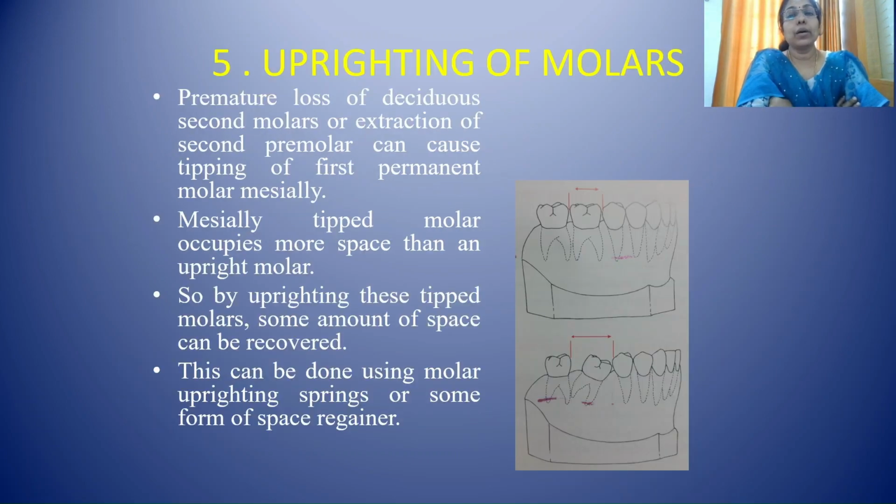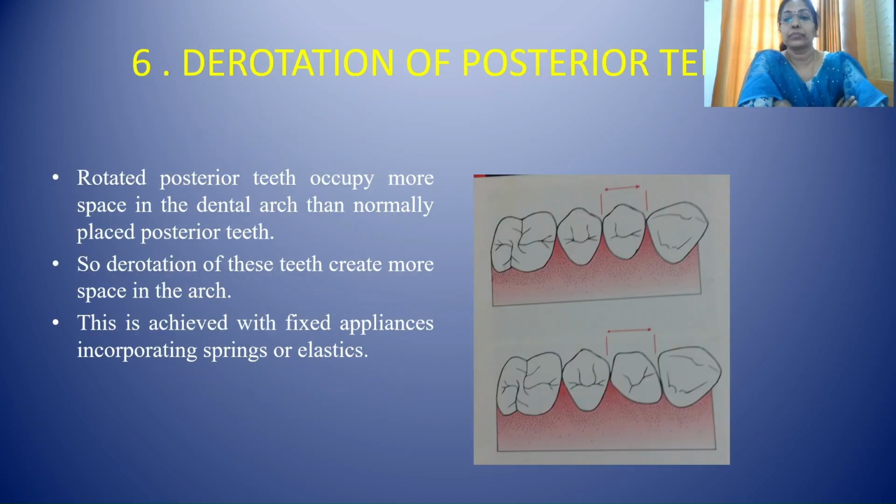The next is the uprighting of molars. Usually, premature loss of the deciduous teeth, okay, that is the second molars, or extraction of the second premolar, can cause the tipping of the first molar more mesially. Okay, so a mesially tipped molar will occupy more space when compared to that of an upright molar. So by uprighting these tipped molars, some amount of space can be recovered. Okay, so this can be done by using molar uprighting springs or some sort of space regainers.